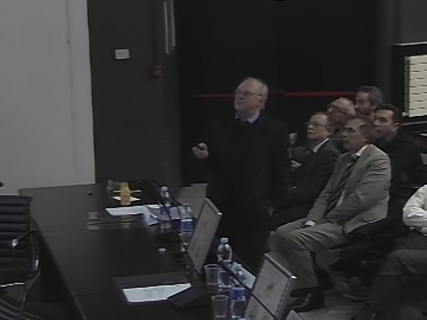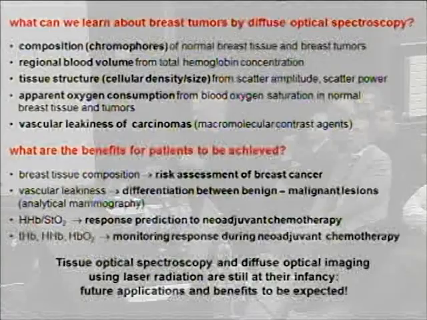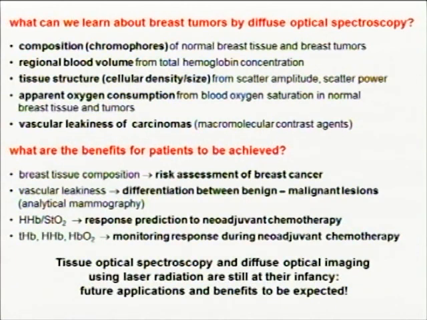So let me summarize. I want to answer the question: what can we learn about breast tumors by diffuse optical spectroscopy? We measure the composition of the chromophores of normal breast tissue and breast tumors, and find, for example, that breast tumors have a lot of water. We measure regional blood volume and find that this can very well discriminate between tumors and normal breast tissue.